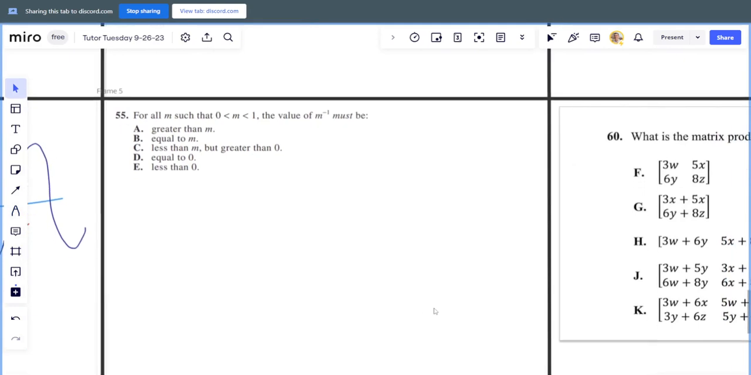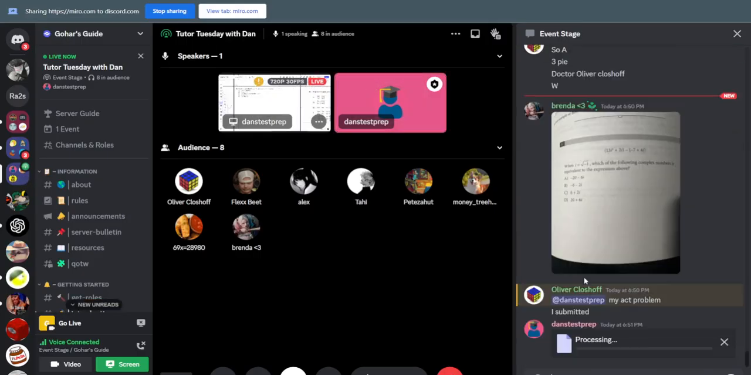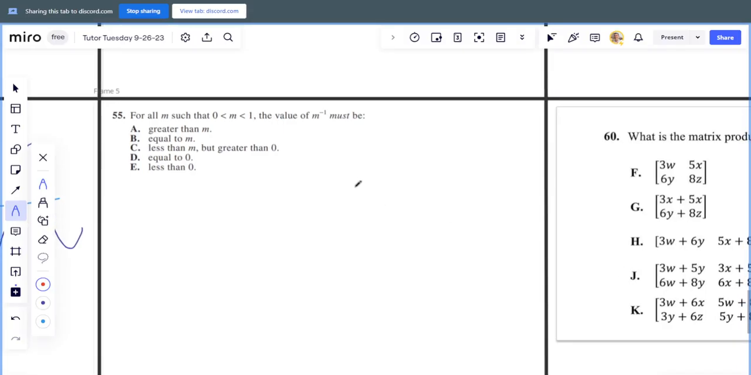We'll do a couple more. 55. For all m such that, alright, so I know someone's going to get this right away. ACT problem. Yes, I have that one next. But for all m such that 0 is less than m is less than 1, the value of m to the -1 must be what? Alright, so that's 1 over m.